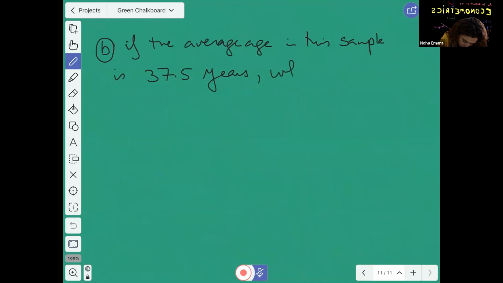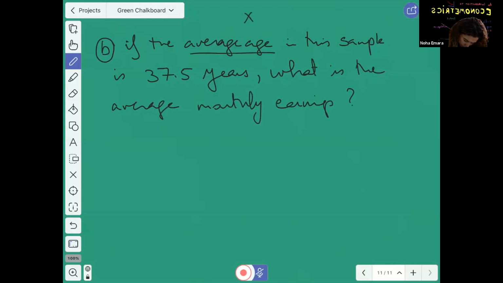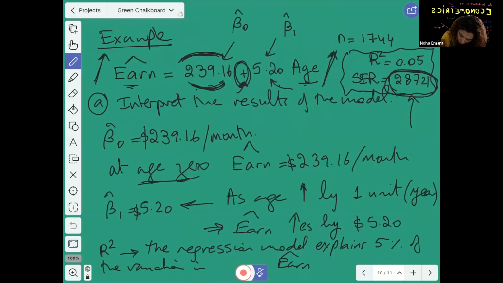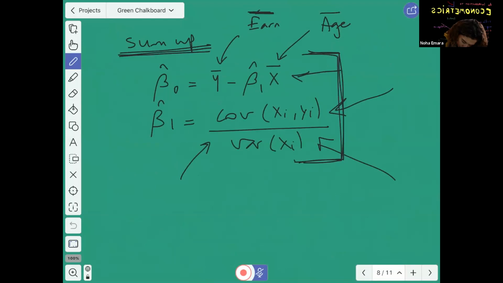The question is, what is the average monthly earnings? Okay, so from here I know the average age, which is age bar, or you can think of it as X bar, right? So I'm giving you the X bar and I'm asking you about the Y bar. You have everything given except the Y bar, and you're asked to get the Y bar. So you can actually solve for it.